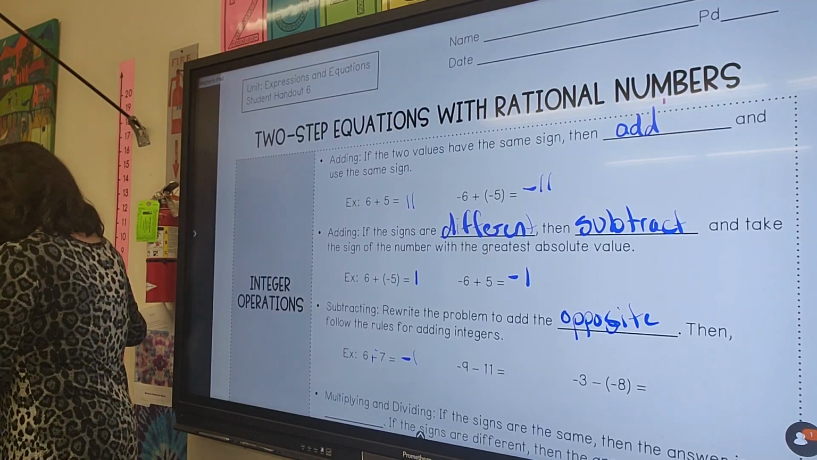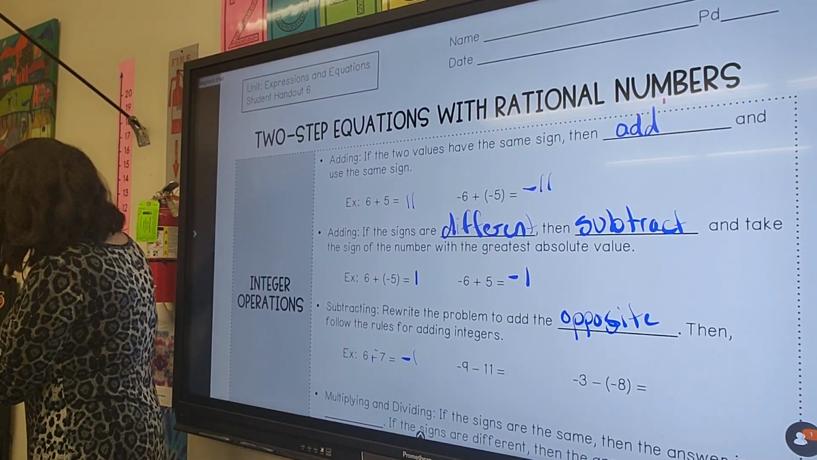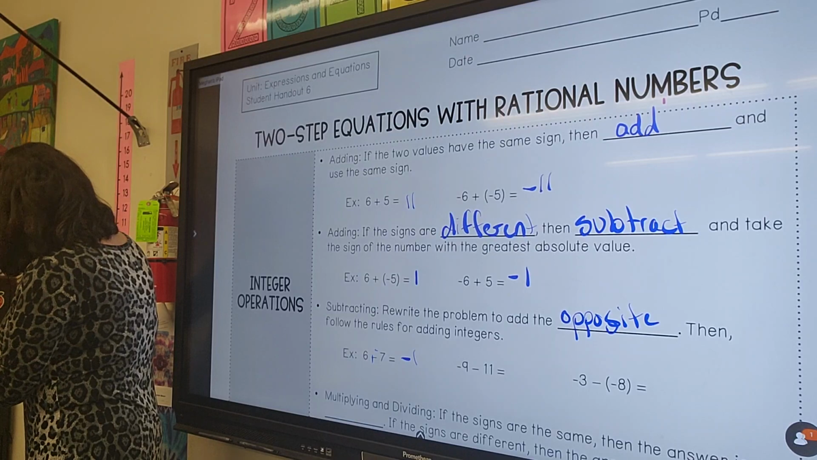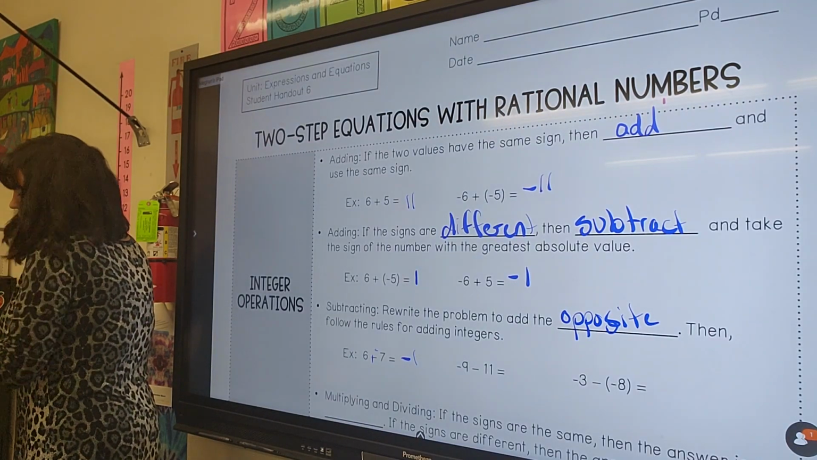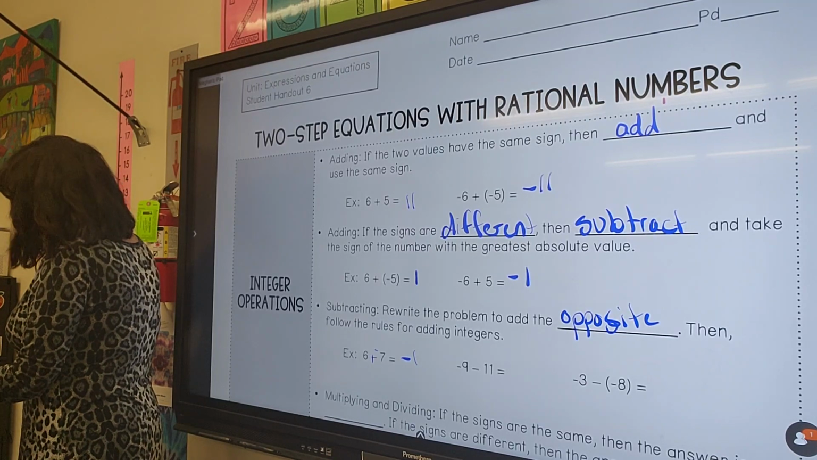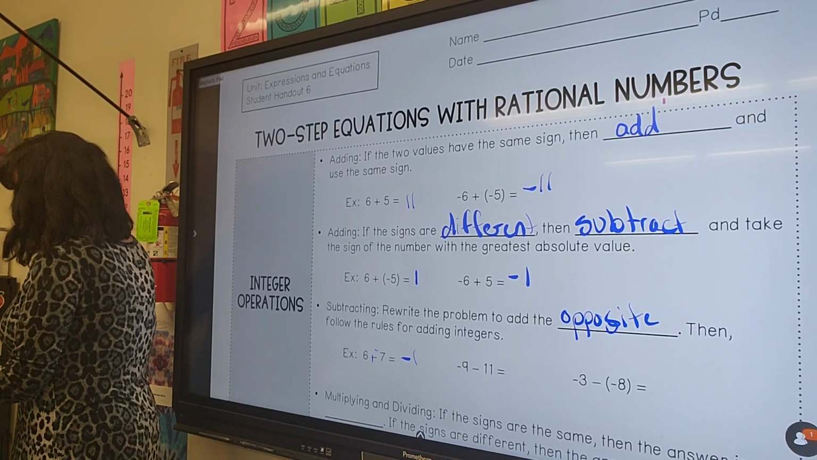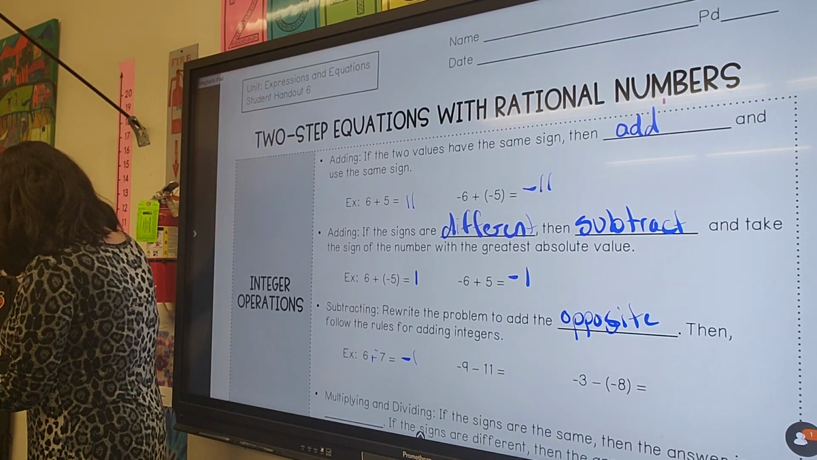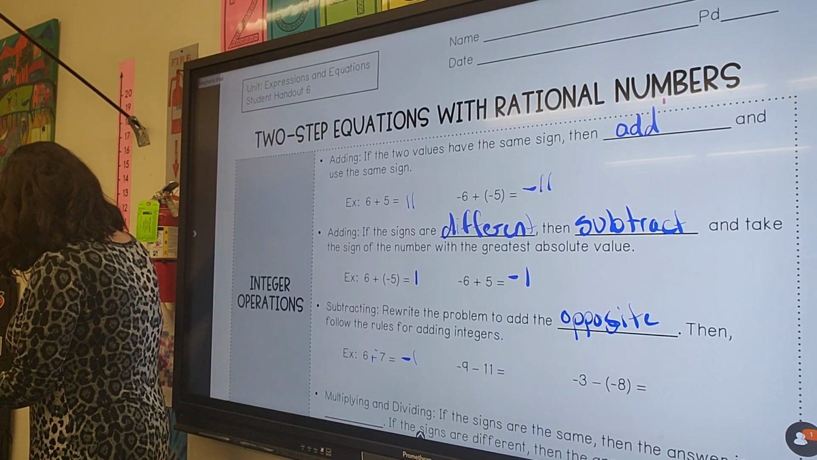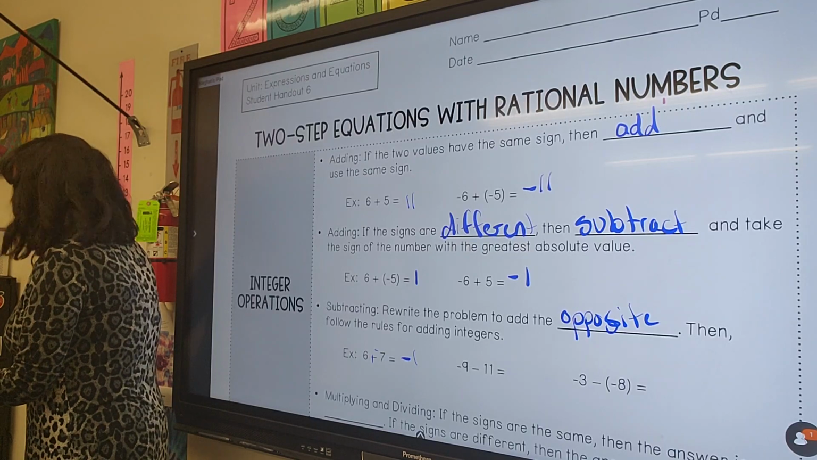If you're up here at 6 and you add negative 5, 6 minus 5, negative 5 is the same as 6 plus negative 5. So a negative 5 means we're going down the number line, and we would stop right here at 1.